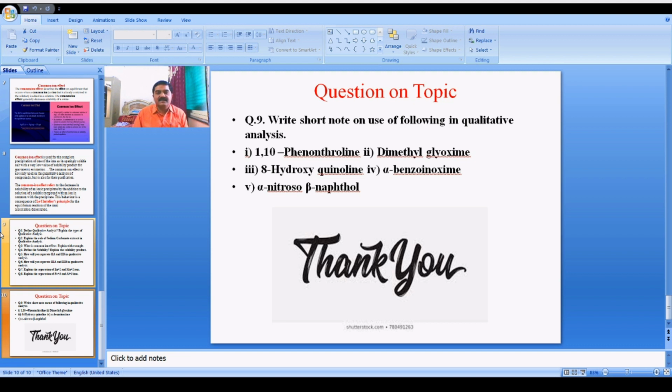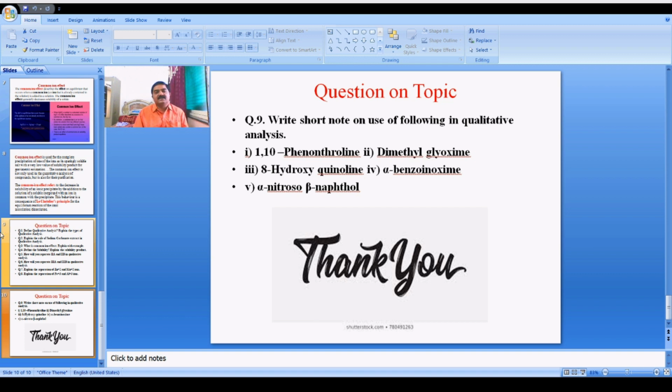And here are the metal chelates which react with the metal ions and form the complex. Here 1,10 phenanthroline reacts with iron Fe plus 3 ion and forms the metal complex. Dimethyl glyoxime, also known as DMG, reacts with the Ni positive metal ions. It forms the nickel dimethyl glyoxime metal complex here.